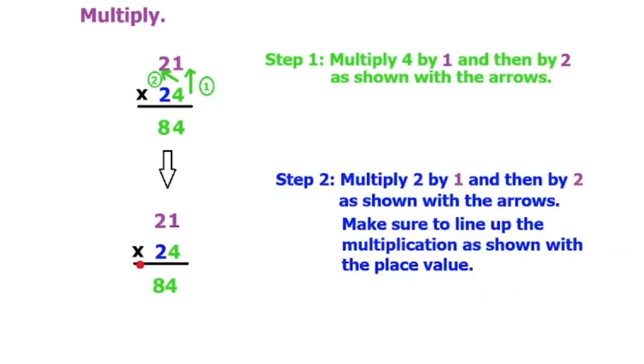Now, let's go to step 2. Now we multiply this 2 by 1 and then by 2 as shown with the arrows, and I'll show you the arrows in a second. Make sure to line up the multiplication as shown with the place value. So now we're multiplying this times this, so we put that down here, okay? Because we're in this place value now.